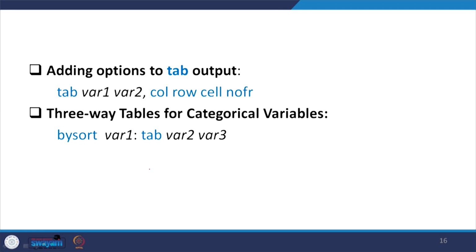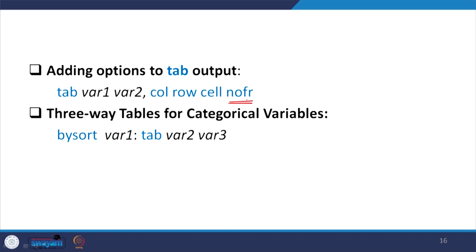So, adding options: as I just mentioned, for row-wise and column-wise percentages, you use column, row or cell. If you are interested only in percentages and not frequencies, so that frequency will not be displayed, then the NOFREQ option should be mentioned correctly.